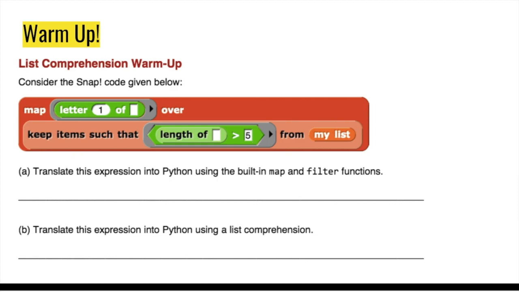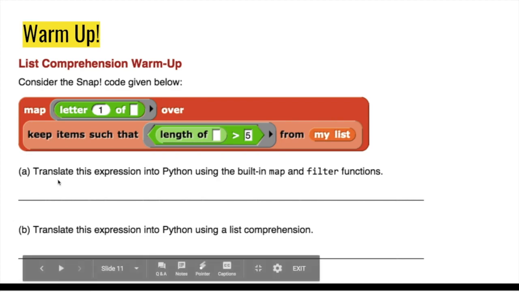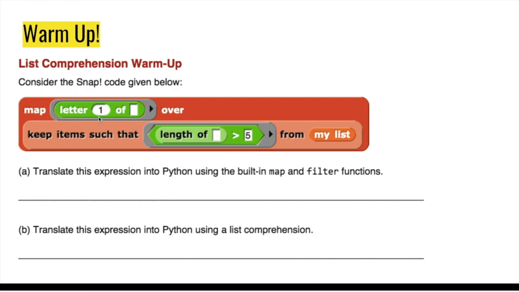Welcome back. I hope you had a good chance to try these problems out, work with them, and maybe solve them. But now we're going to go over it. So the first one we're going to do is use some built-in map and filter functions. So we need a function that takes the first letter of a word, and then another function that's going to be a predicate that's going to tell us whether the length is greater than 5 or not.